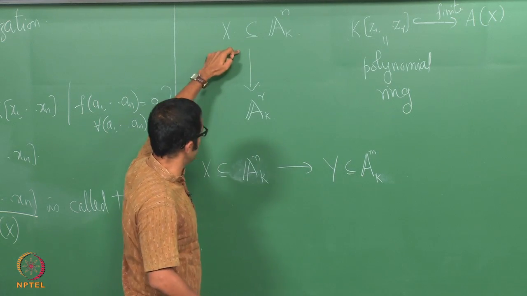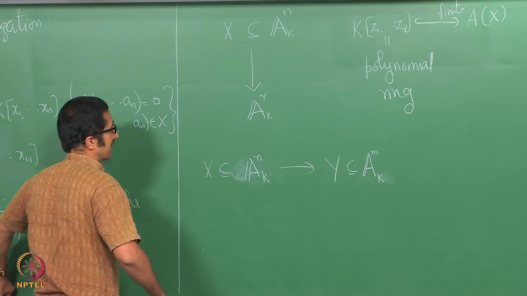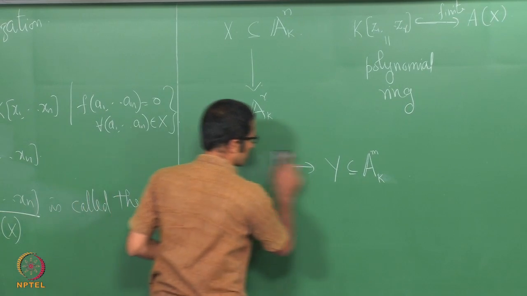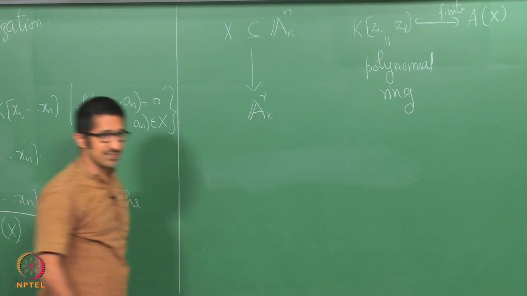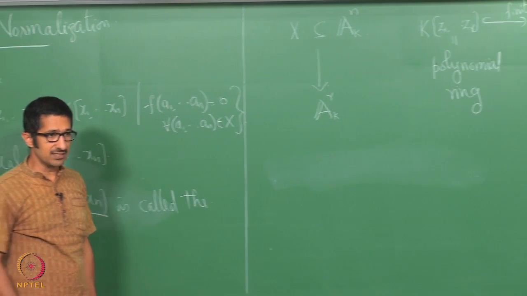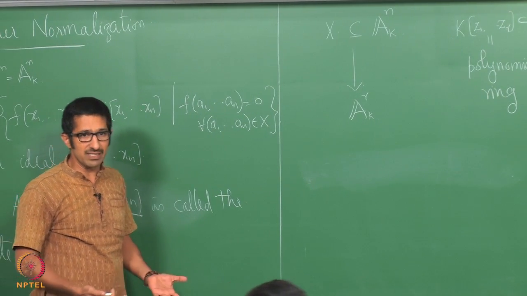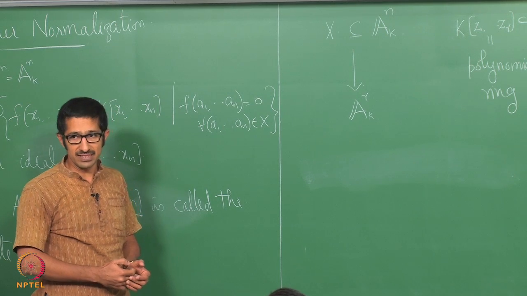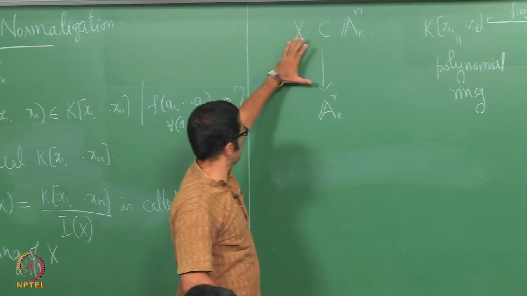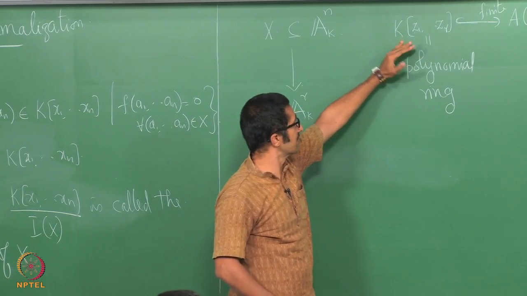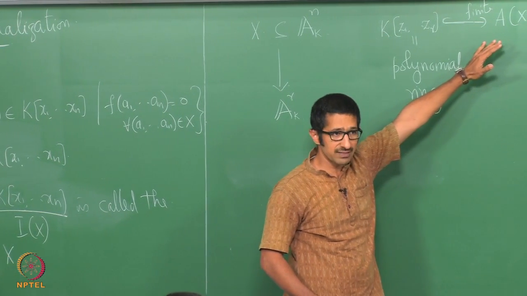So, the question here is whether we can have such a projection so that this becomes a finite extension. It so turns out that it need not always be the case. We need not always have such a projection giving something like this.